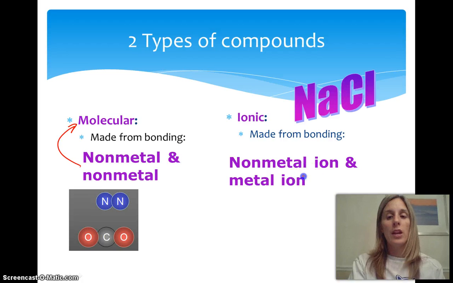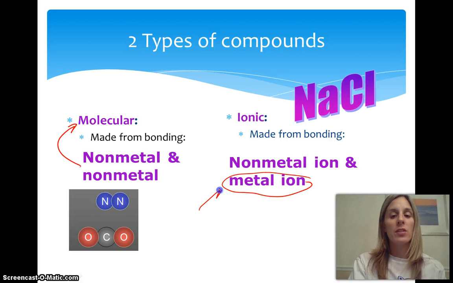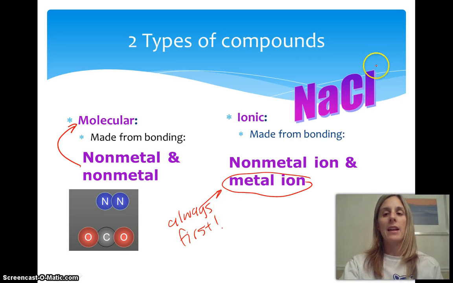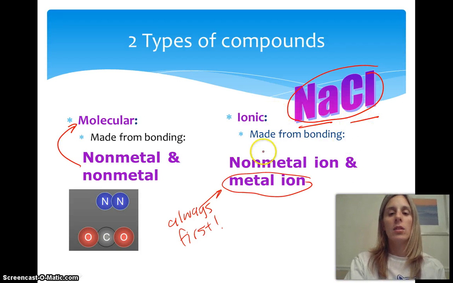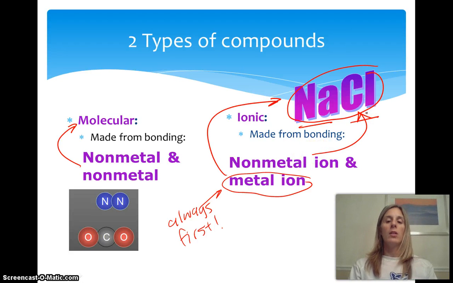Now here's the cool thing. Your metal ion will always come first. So when you're looking at an ionic compound, for example NaCl, our two elements are Na and Cl. Sodium is our metal, and the Cl, chlorine, is our nonmetal. The metal will always come first in that compound formula. So if you're trying to distinguish whether something's molecular or ionic, look at the first element in the formula. If it's a metal, it's got to be an ionic compound. If it's a nonmetal, it's got to be a molecular compound.